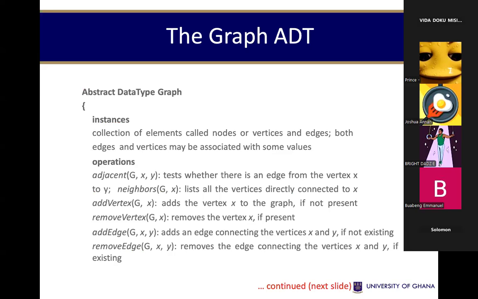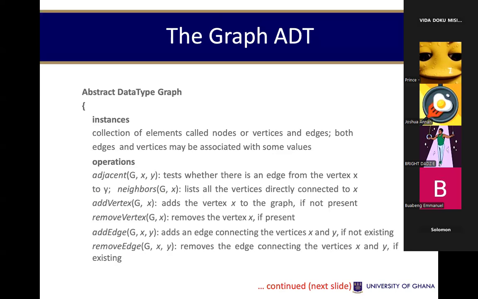Are we good? Now let's look at the ADT quickly. So if we go to the ADT, we're going to have the instances and operations. In terms of the instances, we're looking at a collection of elements, which are referred to as the nodes or vertices, and edges. Both edges and vertices may be associated with some values as well.